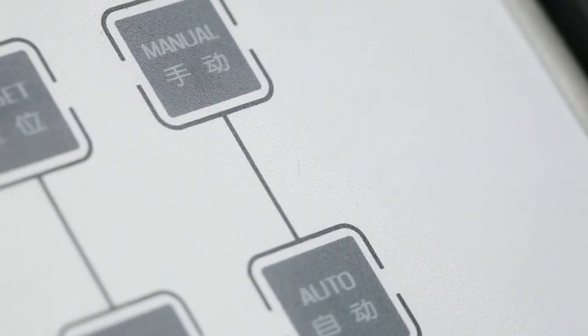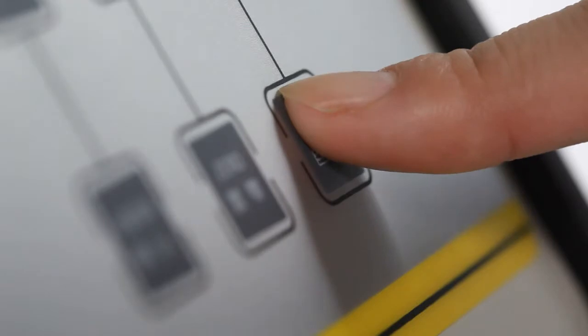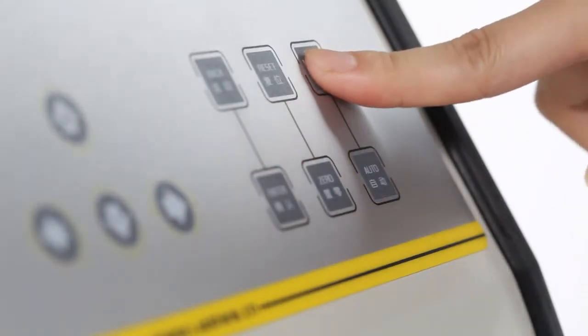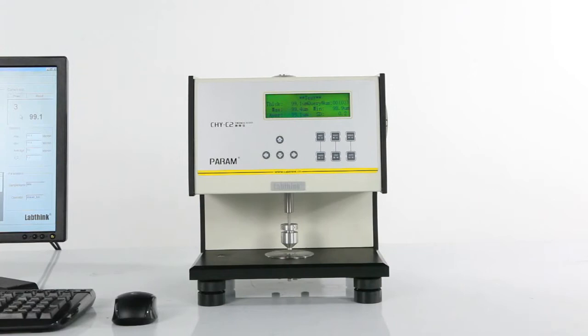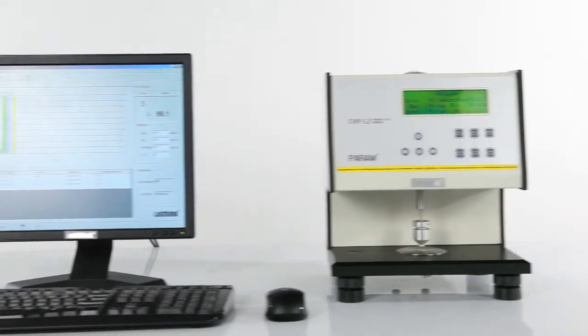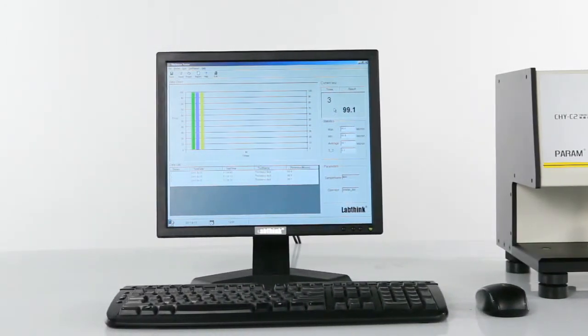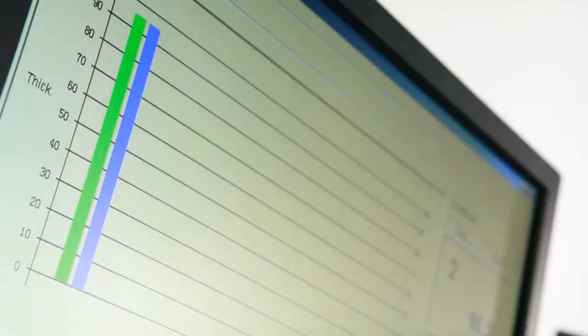The tester supports both manual and automatic testing modes. The LCD display and the PVC operation panel integrated within the instrument allow users to perform tests without computers. The testing software designed by Labthink has an intuitive operation interface and visual display of real-time data and graphs.